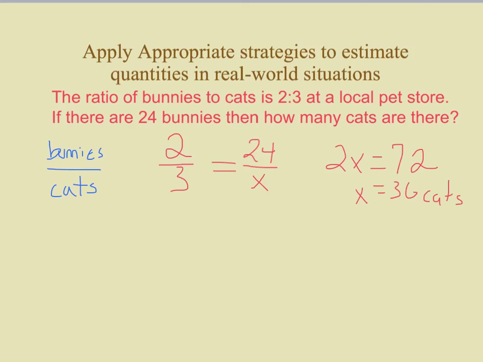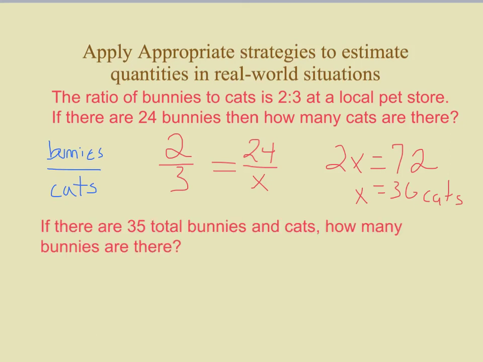Okay, so let me come up with one question that I'm going to leave you with. It's going to be a little bit of a challenge. All right, so this is the question I'm going to leave you with. If I'm going to keep the same ratio as above, so there's still a ratio of 2 to 3 bunnies to cats, it says if there are 35 total bunnies and cats, so both animals combined, how many bunnies are there? So out of that 35, how many of them are bunnies?